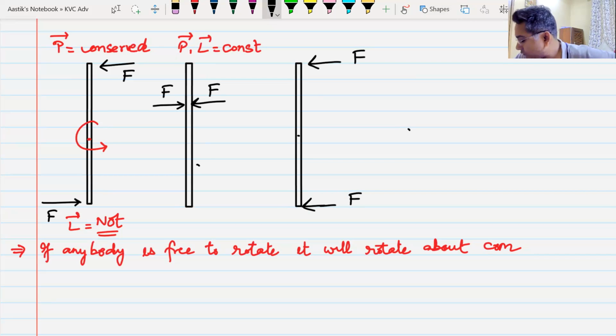What is conserved? What is not conserved? Sir, linear momentum is not conserved, but angular momentum is conserved, sir. So it is not going to rotate. Do we understand this, or is this going above everything? Enough. We are done. So remember, if you understand the concept, angular momentum is constant. P is not constant.